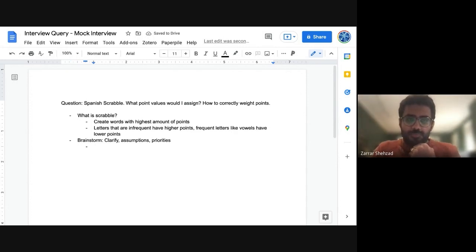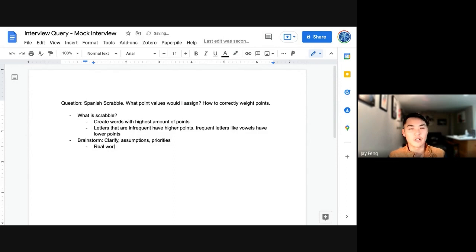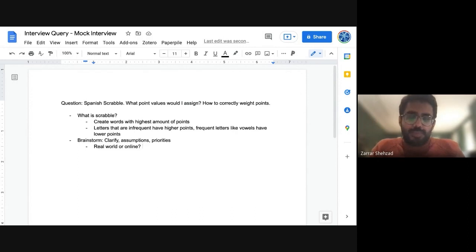One thing that's jumping out at me for clarification is what's the scenario in which this game is going to be played? Mainly because that changes the contingencies and the points. Is this going to be for the real world game or for the online game? I'd want to know the differences between both, because I don't know what the difference is. But either way, I might say maybe we should start with the online.